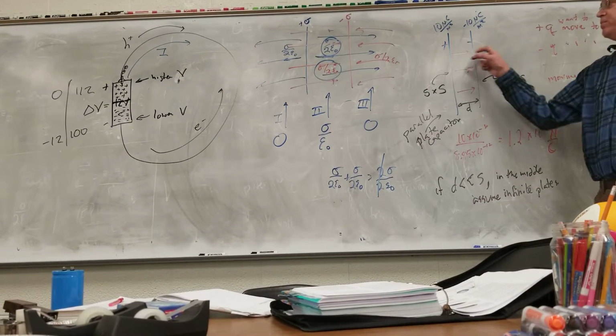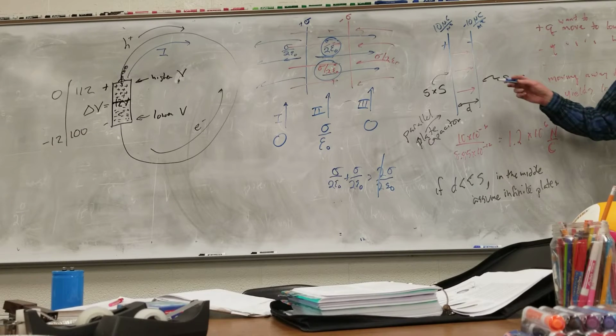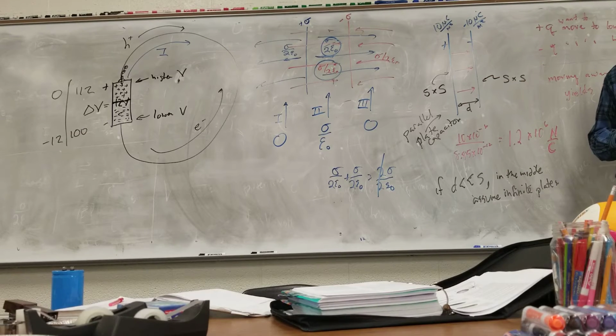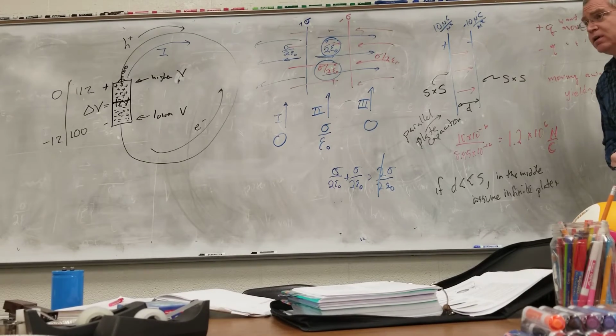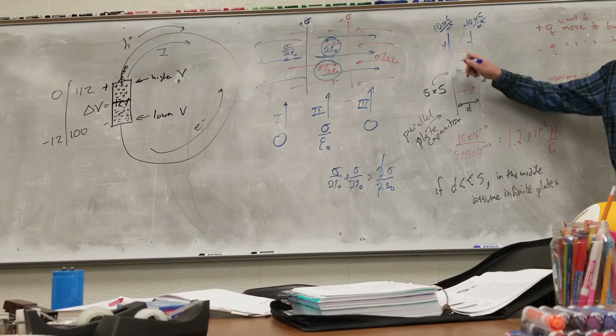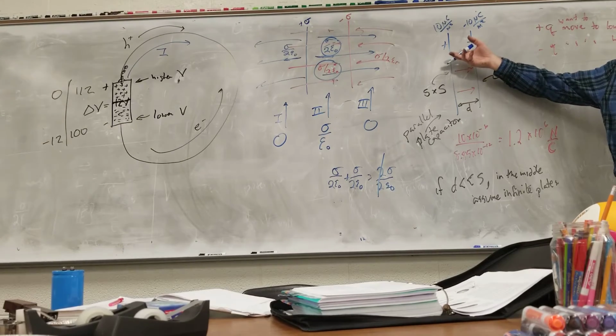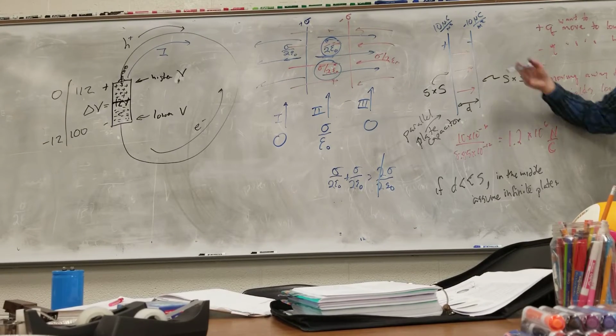All right, so I have some potential difference between these two plates. Which plate is at a higher potential? Just like a battery, the one with the positive charges on it has a higher potential. Negative charge is the lower potential.